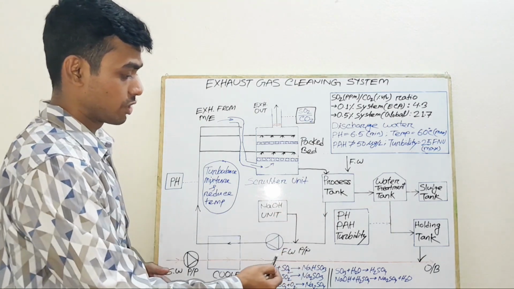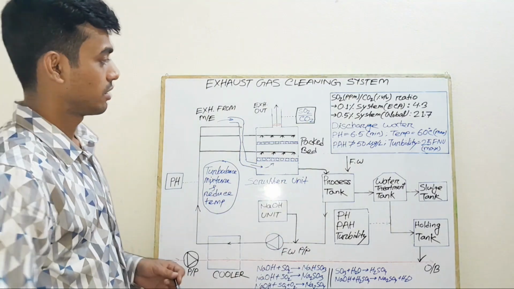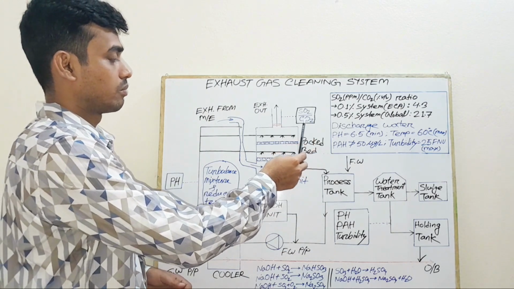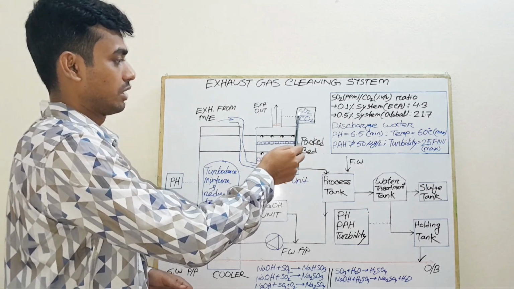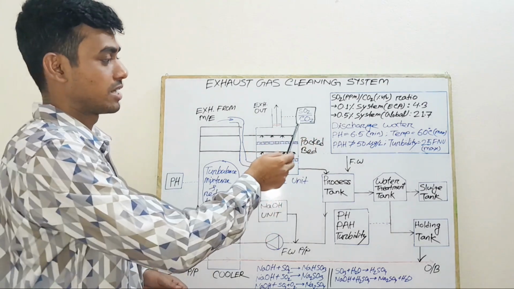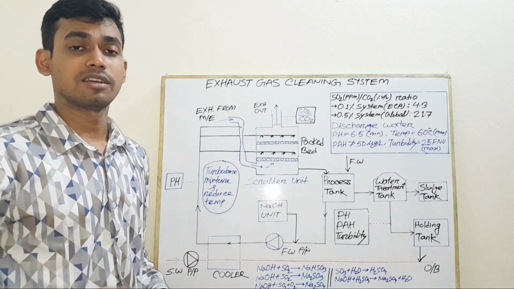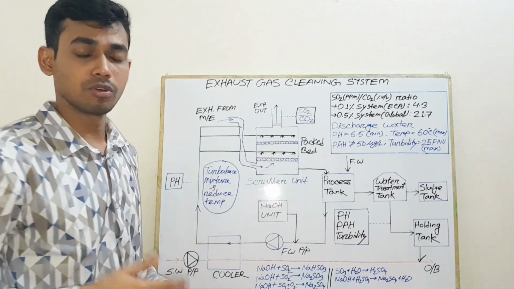Then through this fresh water circulating pump, the fresh water is circulated. Here you can see the sulfur dioxide by carbon dioxide electrochemical sensor. It senses the sulfur dioxide and carbon dioxide ratio. So what will be the ratio? We will know later.